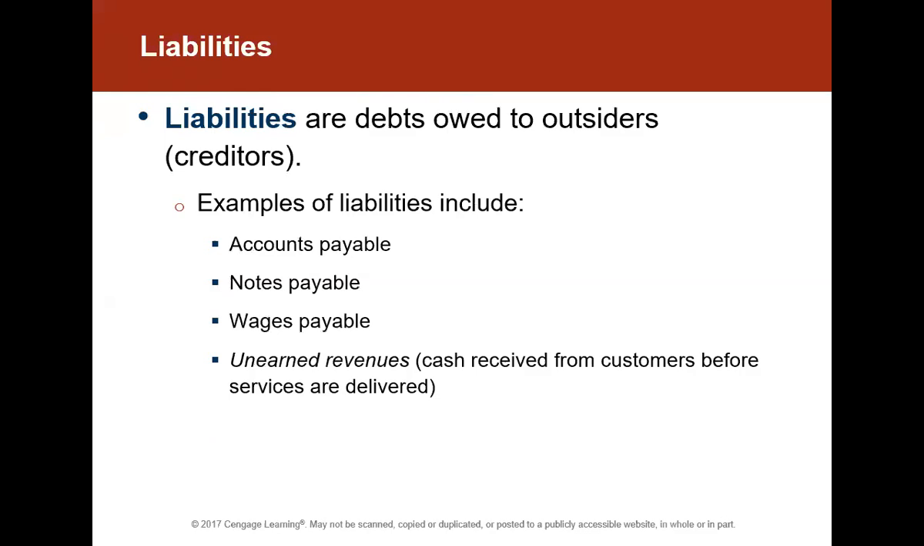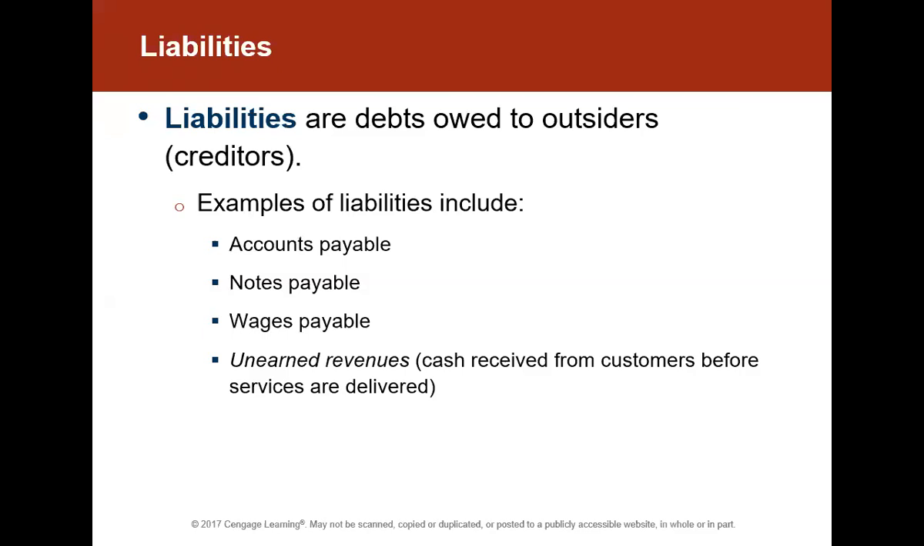Liabilities, we know those are debts that we owe. And again, the biggest liability we use in this class is accounts payable. Okay, accounts payable. So really, as far as writing down liabilities, I would write down accounts payable. Notes payable and wages payable we won't use right now, so I wouldn't worry too much about those. They're just giving you examples.